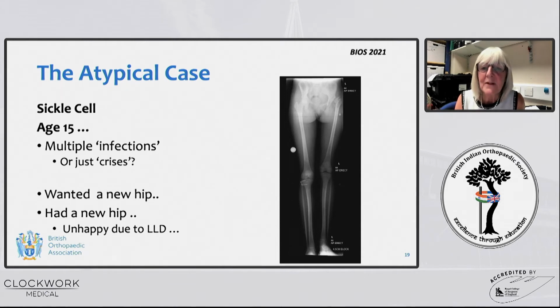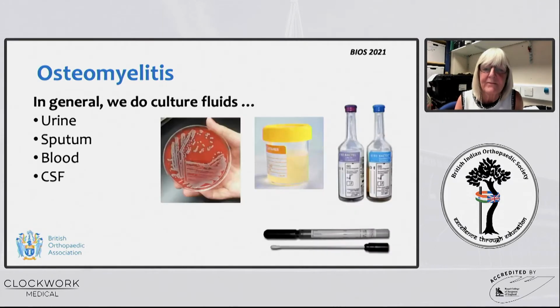She'd also been labeled as having multiple recurrent infections because she'd had such a bad start to life. But in fact, there was never any evidence of multiple infections after the first bout. They were just sickle cell crises. So it's difficult to know whether you're dealing with infection or crises.